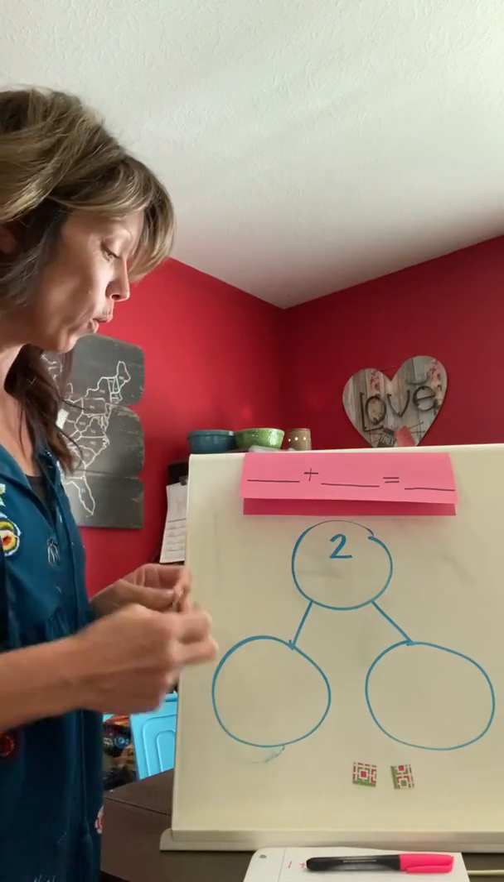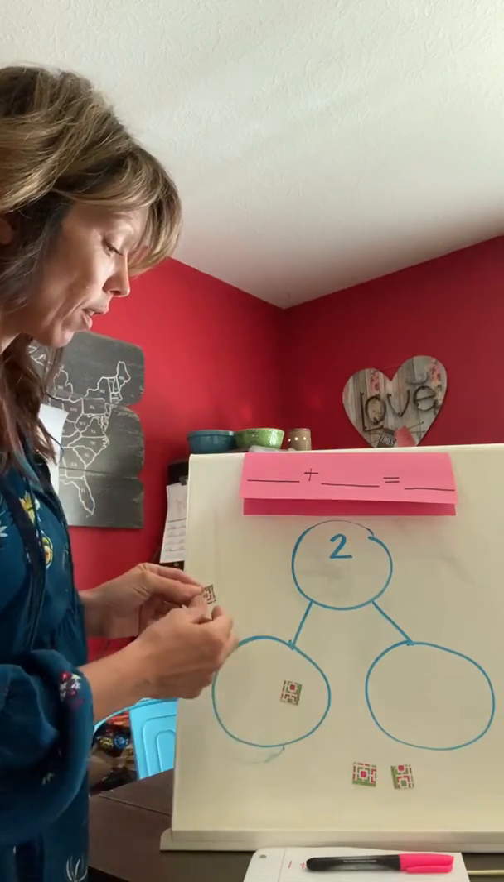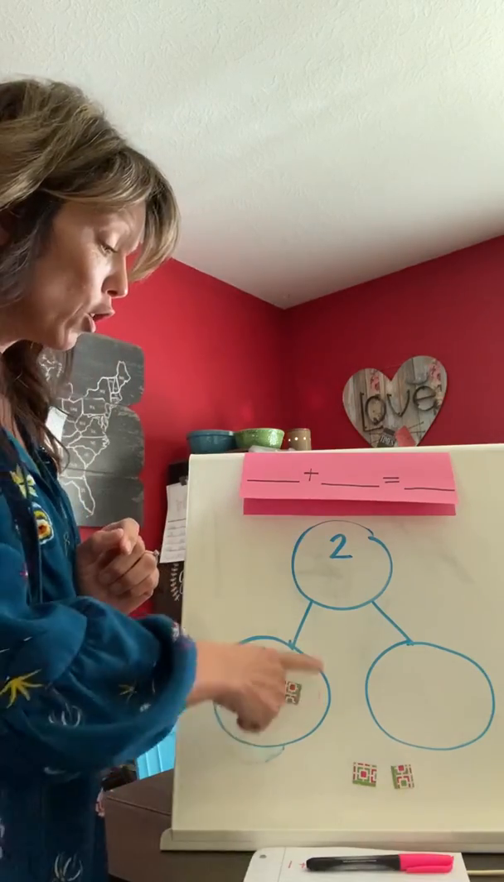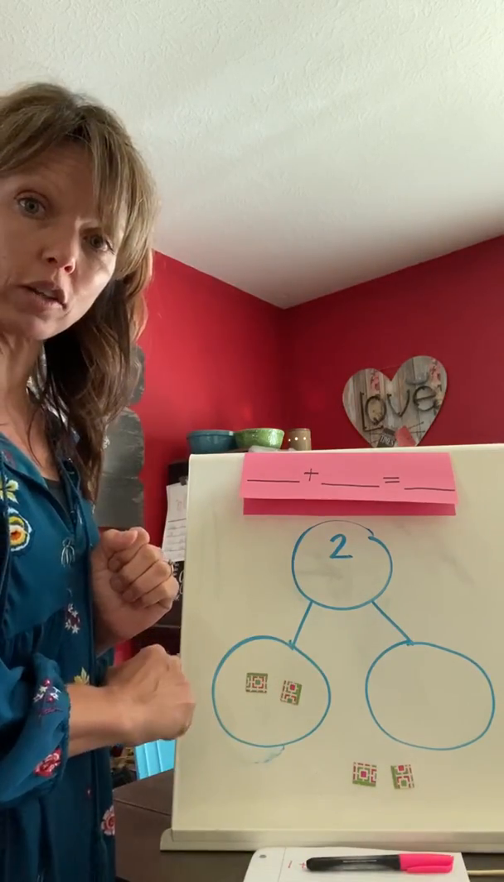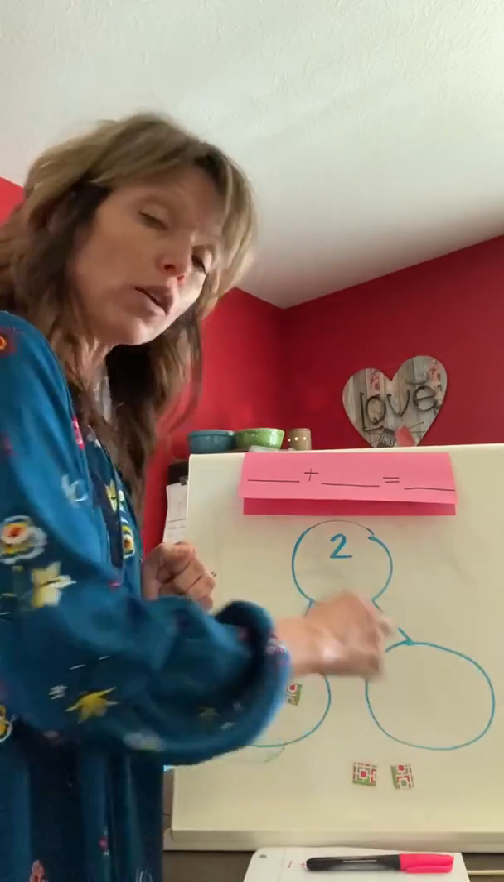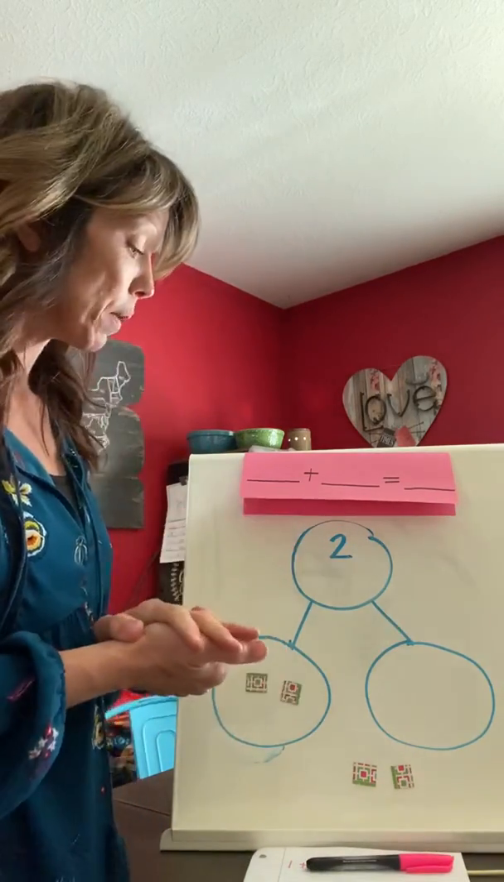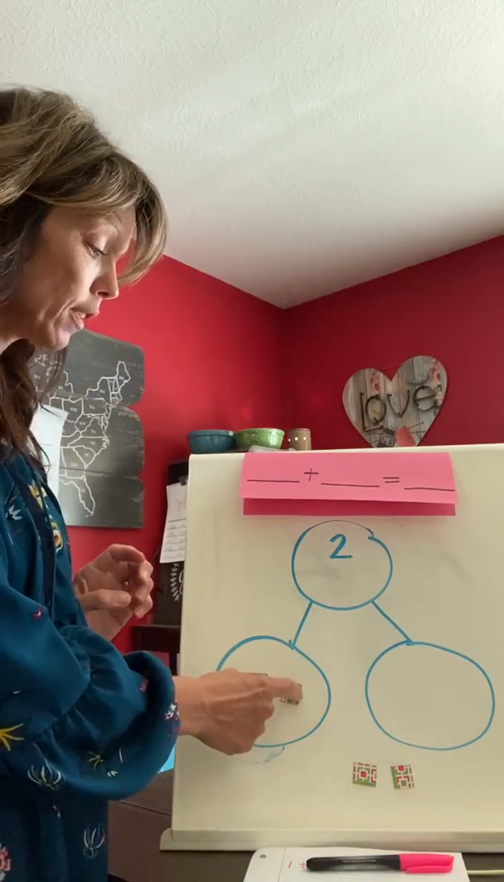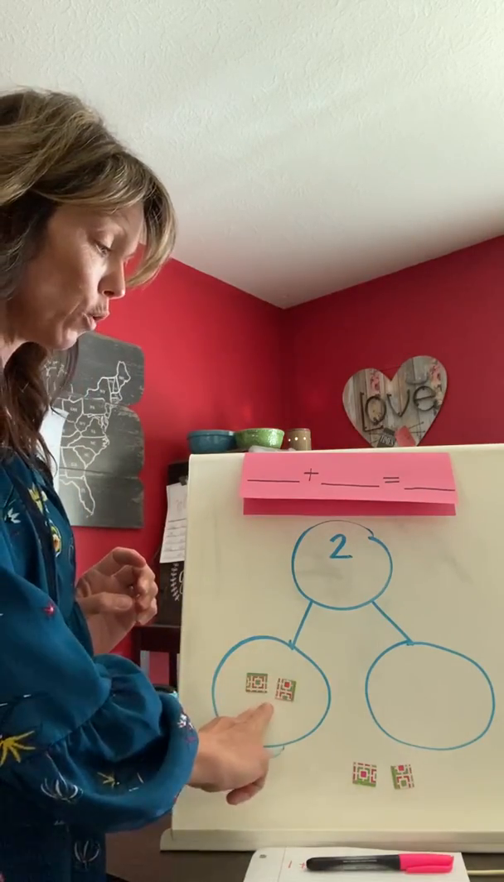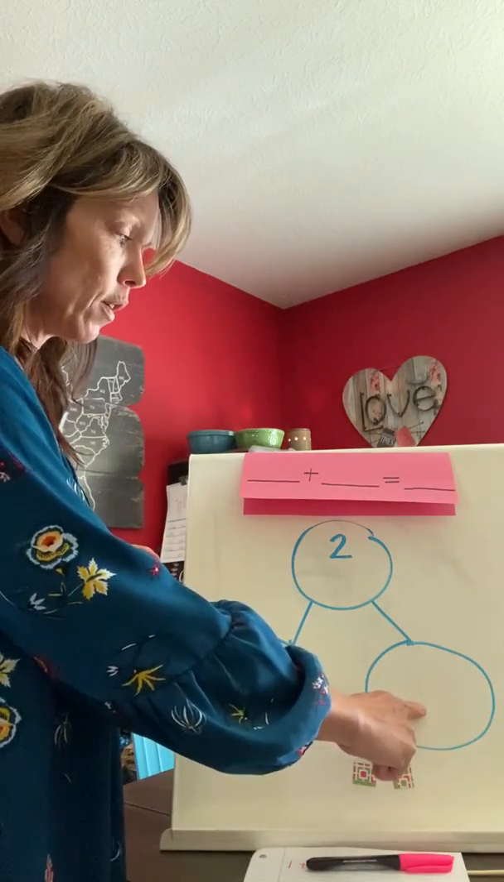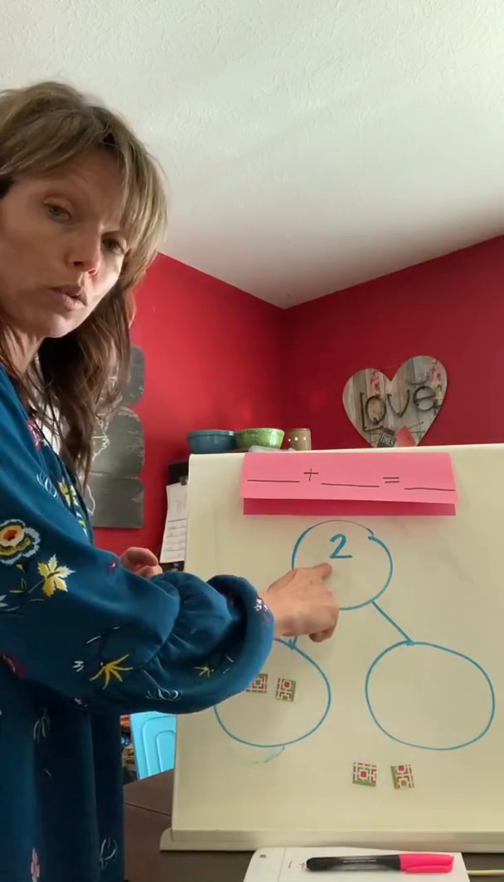Okay, so if you were thinking that we can make the number 2 by putting 2 in one circle in our number bond and 0 in the other, you are absolutely correct. 2 can be made with 2 parts, and these 2 parts are 2 and 0. So 2 and 0 is 2.